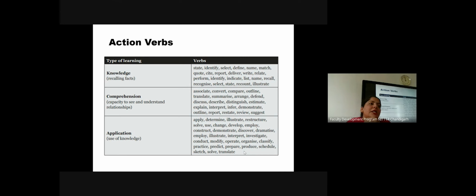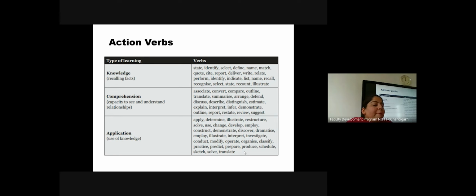When it comes to the level of understanding, or as per the old Bloom's taxonomy, comprehension, it means the capacity to see and understand different relationships. The verbs are associate, compare, convert, outline, summarize, arrange, distinguish, demonstrate, outline, report, restate, review, and suggest.